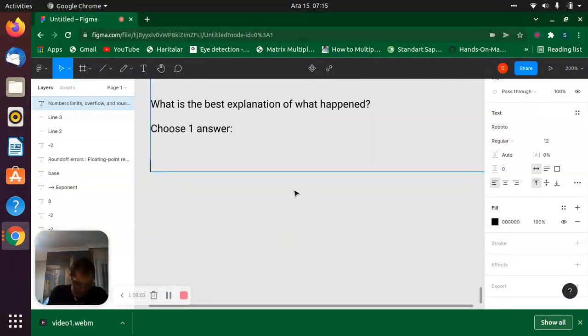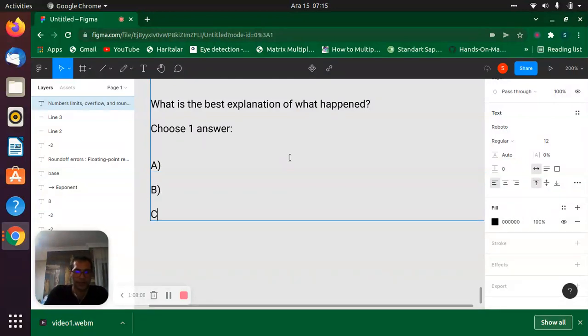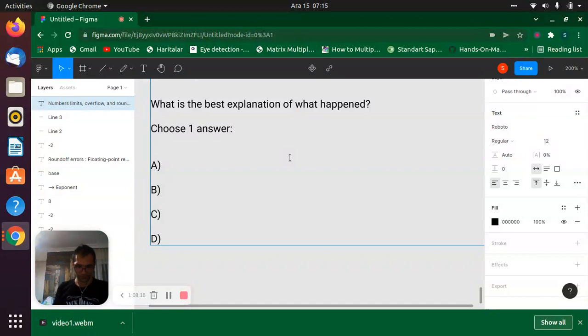Okay, do we have A, we have B, we have C, and we have D? Okay, let's do it together here. Now the first one is saying incorrect use of integer instead of floating point representation.